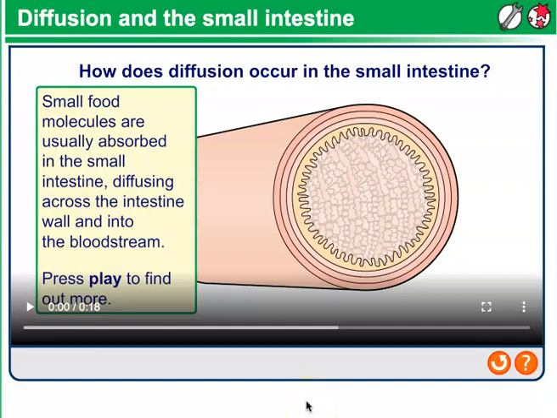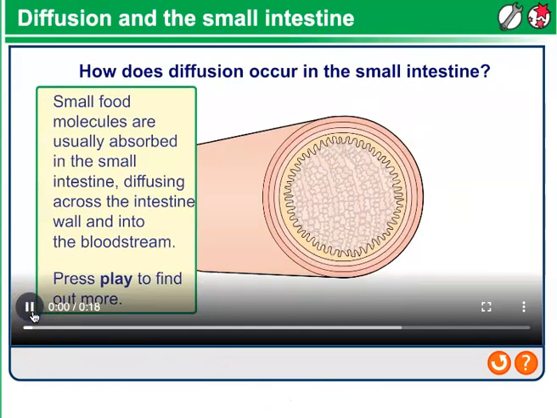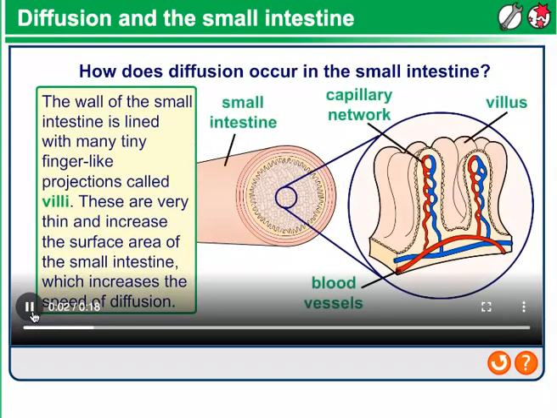Diffusion in the small intestine. How does diffusion occur in our small intestine? Small food molecules are usually absorbed in the small intestine. Diffusion across the intestine wall and into the bloodstream. The wall of the small intestine is lined with many tiny finger-like projections called villi. These are very thin and increase the surface area of the small intestine, which increases the speed of diffusion.